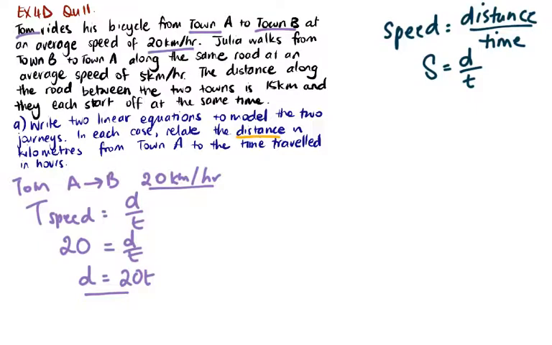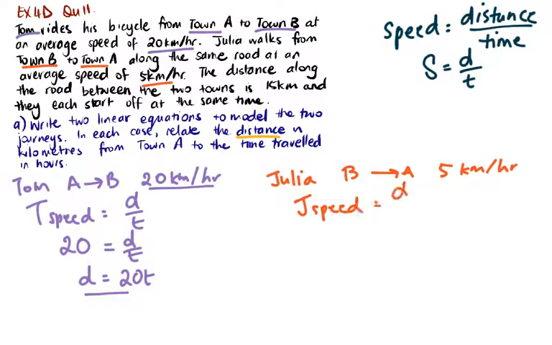For Julia, however, she travels from town B to town A at an average speed of 5 kilometers per hour. So she's actually going from B to A at 5 kilometers per hour. So if we use Julia's speed and place it in our speed formula, we get 5 equals D over T. But again, we need to do it in terms of distance. So if we rearrange our formula, we will have D equals 5T.